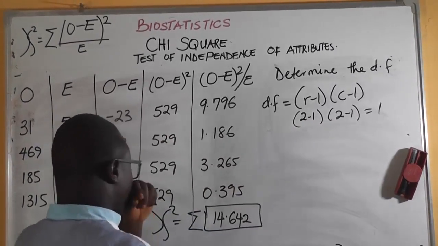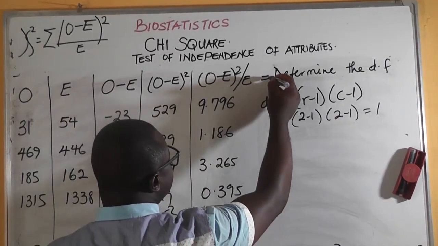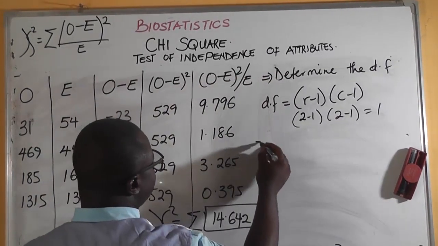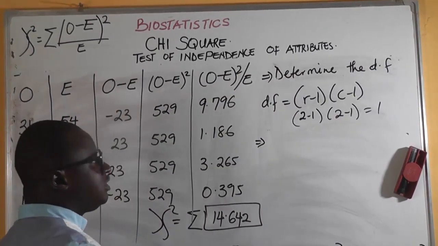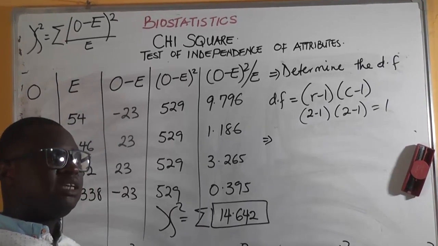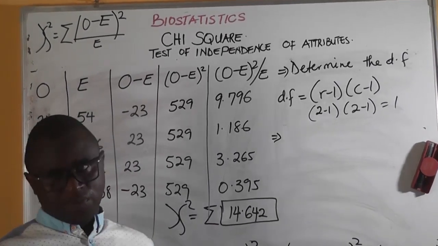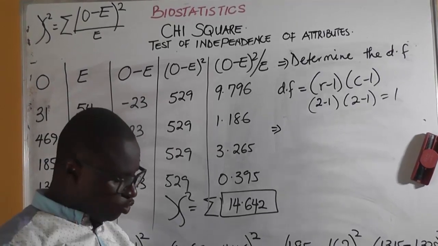Now, the next thing is that we want to determine, this is step 4. Now, step 5 is to determine the p-value or the critical value. And for you to determine the critical value, you need to go to the chi-square table. You go to the chi-square table.